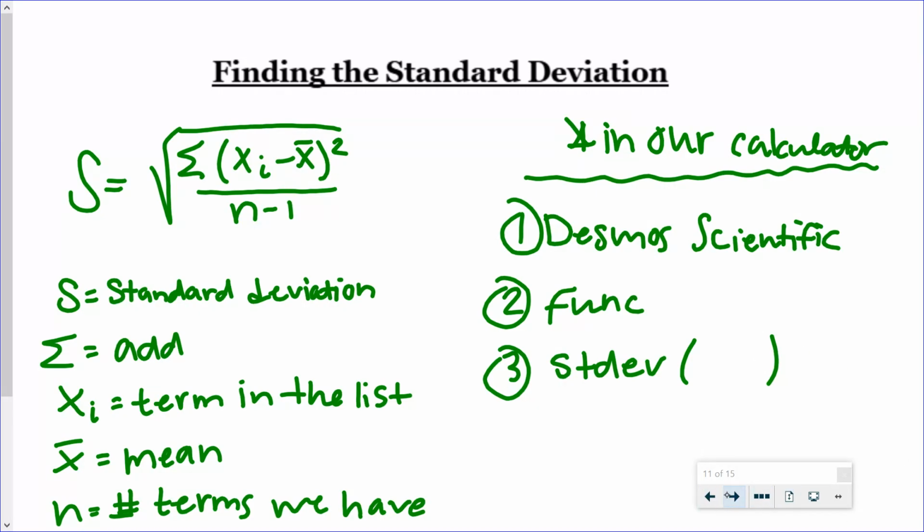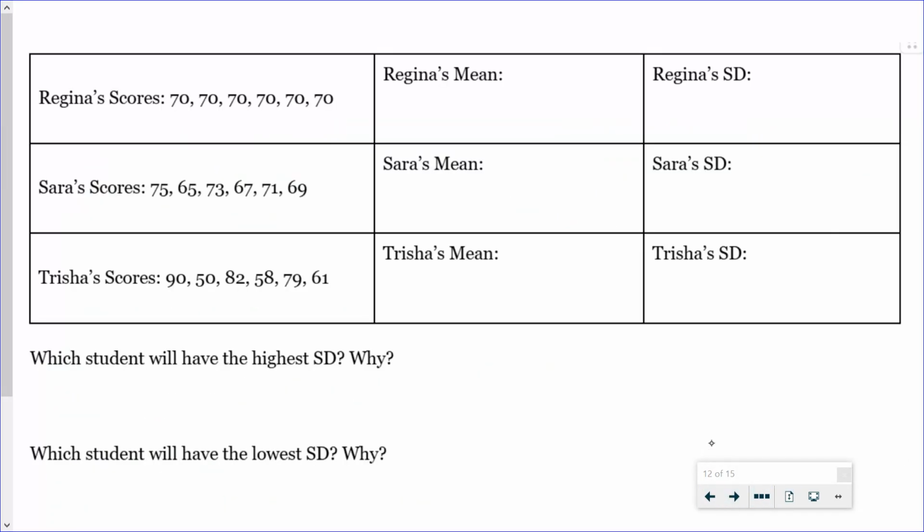So what does all this really mean? I have some scores of a test that Regina, Sarah, and Trisha have taken. They've taken 6 tests, and these are their scores. To start, we're going to find their means. So Regina's scores are 70, 70, 70, 70, 70, 70, and there are 6 total scores.